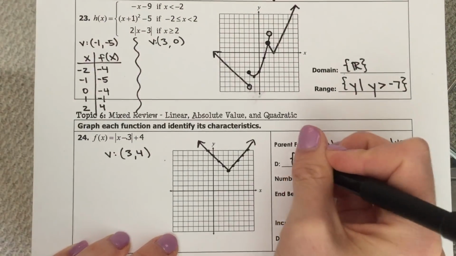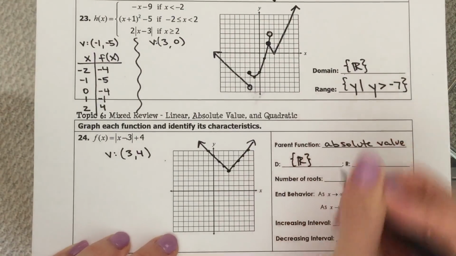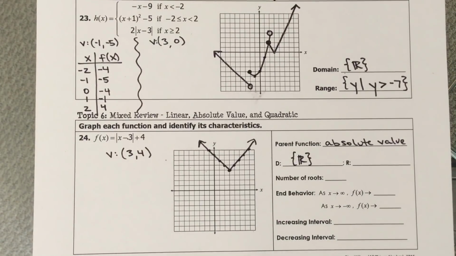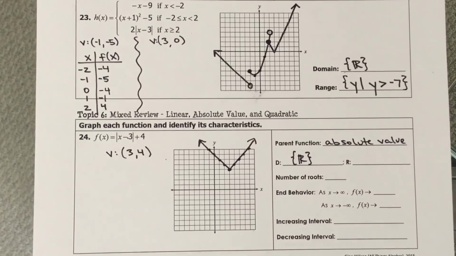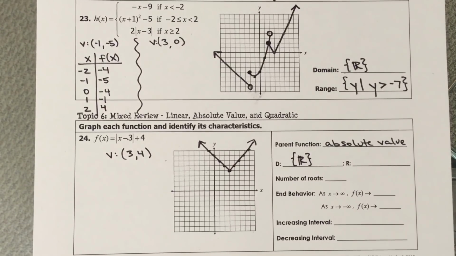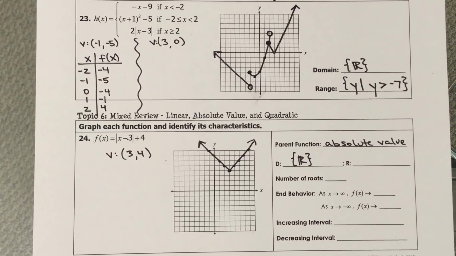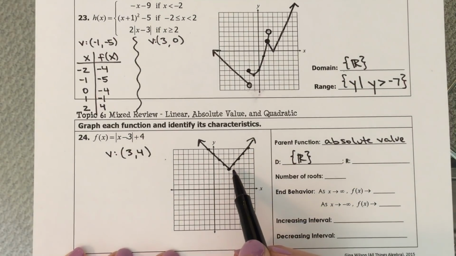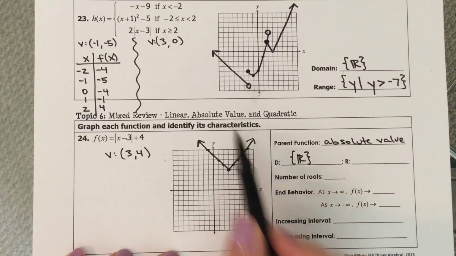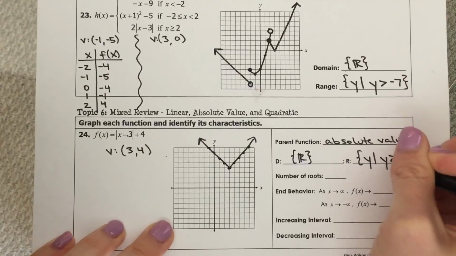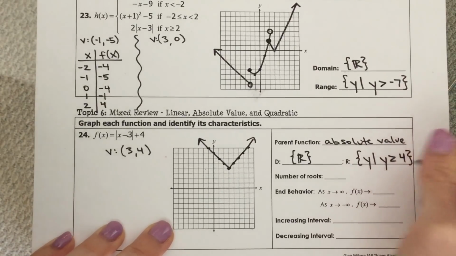Domain, remember, for all absolute value graphs is all reals. So the only time the domain isn't all reals in this chapter is if you're dealing with a piecewise function that has horizontal gaps in it. Otherwise, if it's just linear or absolute value or quadratic and it's not part of a piecewise, the domain will always be all reals. Okay, and then range for absolute value depends on where the y value for the vertex is. So this y value is 4, and then it goes up from there. So we would say y is greater than or equal to that value of 4.